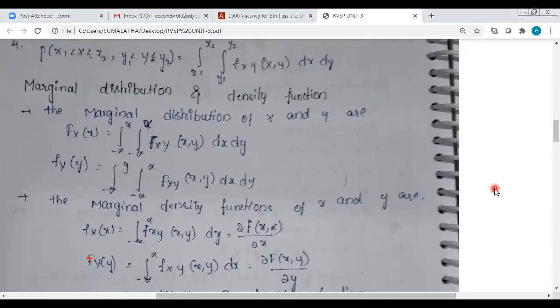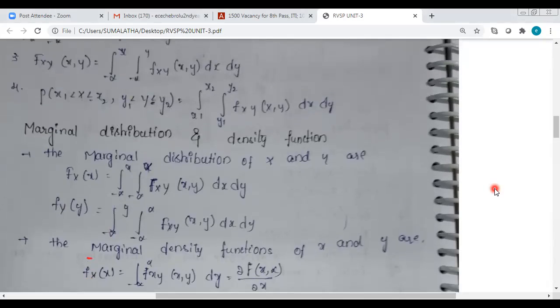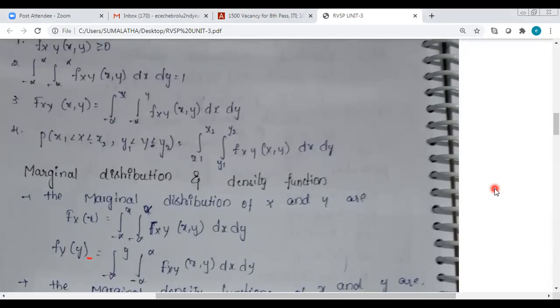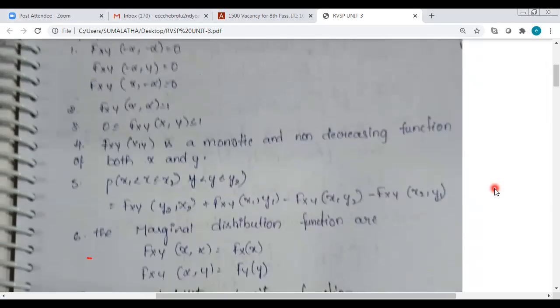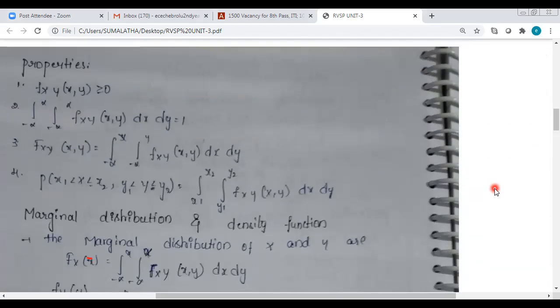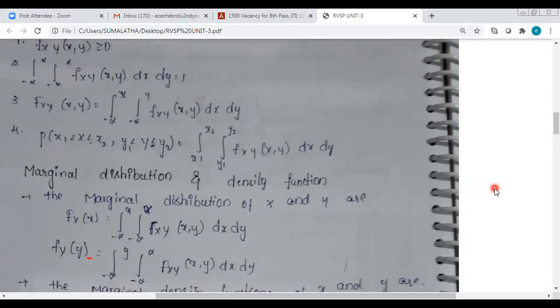Okay ma, so what we discussed in this class: first we learned the problem based on joint probability distribution function. After that, in the first unit we learned the density function for discrete and continuous and the properties. Next, based on that, for these two random variables x and y, what are the formulas for joint probability density function for discrete and for continuous random variables, and the properties of joint probability density function. Okay ma.